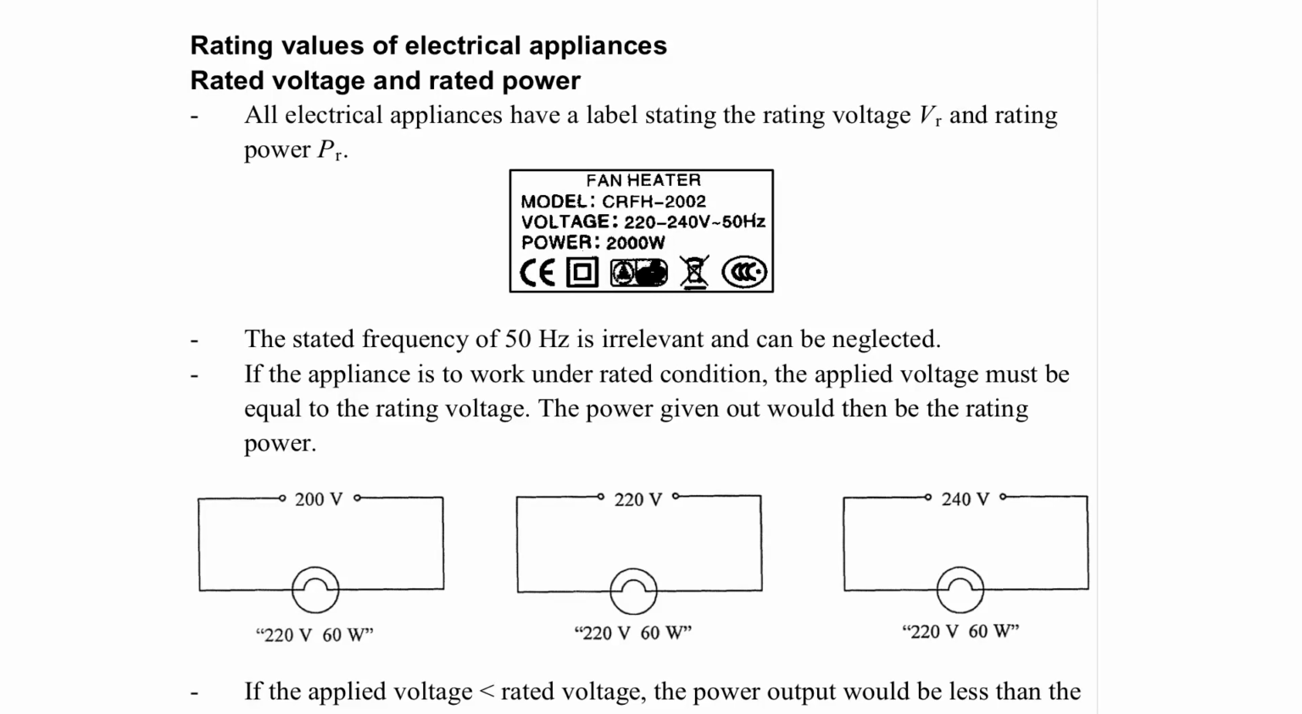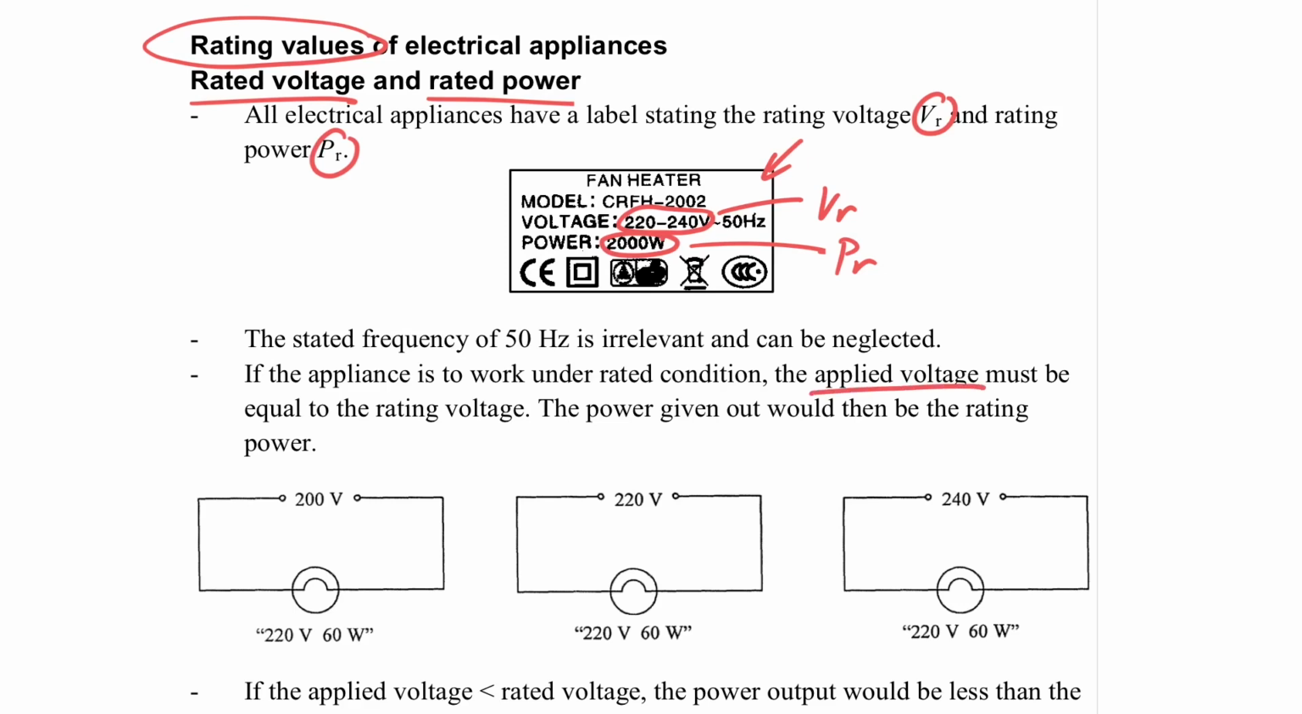Rated values of electrical appliances. What is rated value? Every electrical appliance has its designed voltage and designed working power, which we call the rated value. So you can see here there is a label of a fan heater. It writes clearly what its working voltage and expected power are.